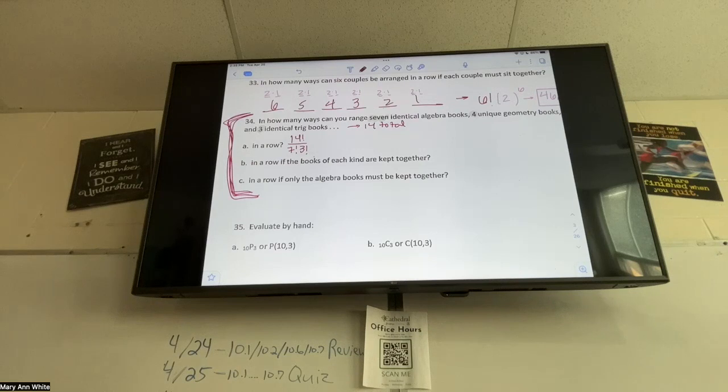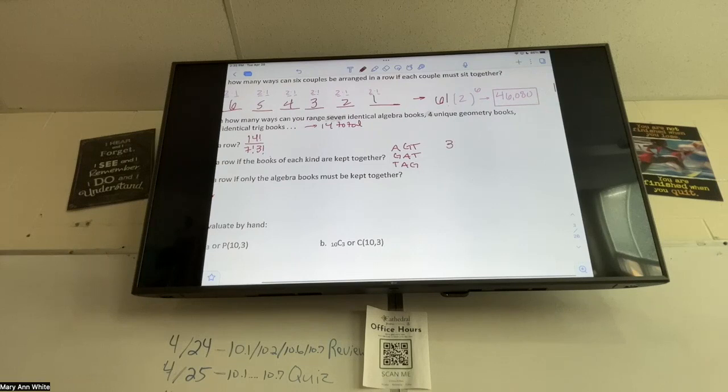So letter B says we want them to be in a row, but the books of each kind are kept together. So that means I want all my algebra together, then geometry, then trig. Or I want all my geometry and then algebra and then trig. Or I want all my trig and then my algebra and then my geometry. So you see what I'm doing there? So first thing we need to do is order the subjects, okay? How many subjects am I trying to put in order? 3. So we're going to start by saying 3 factorial.